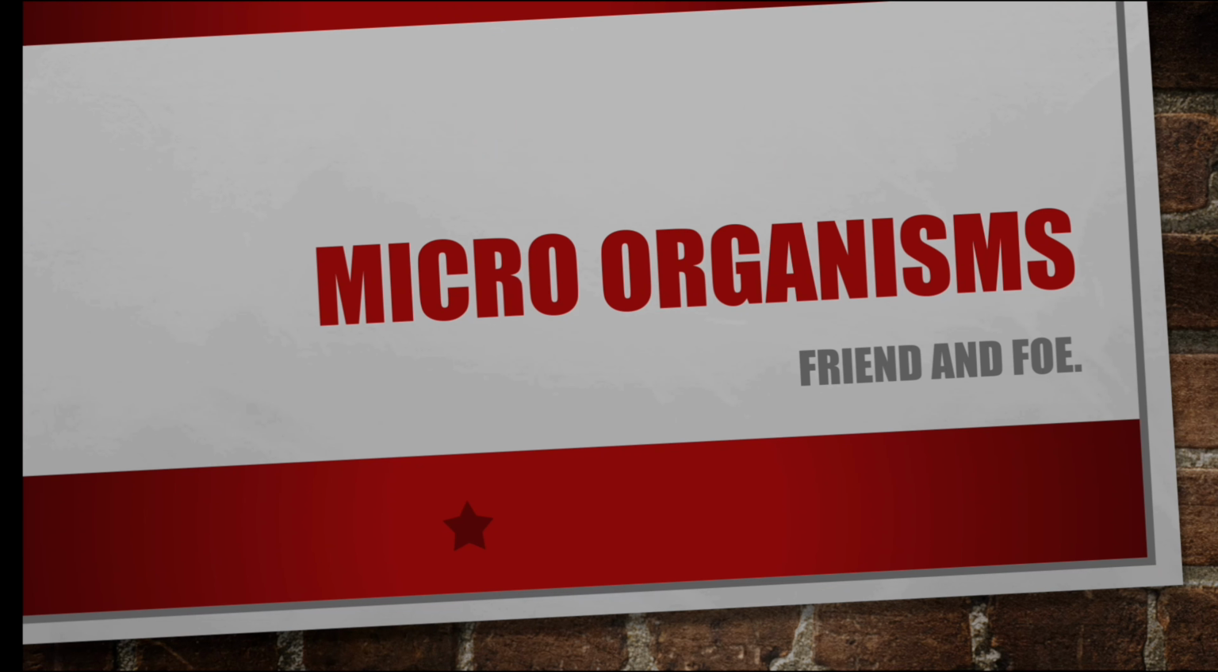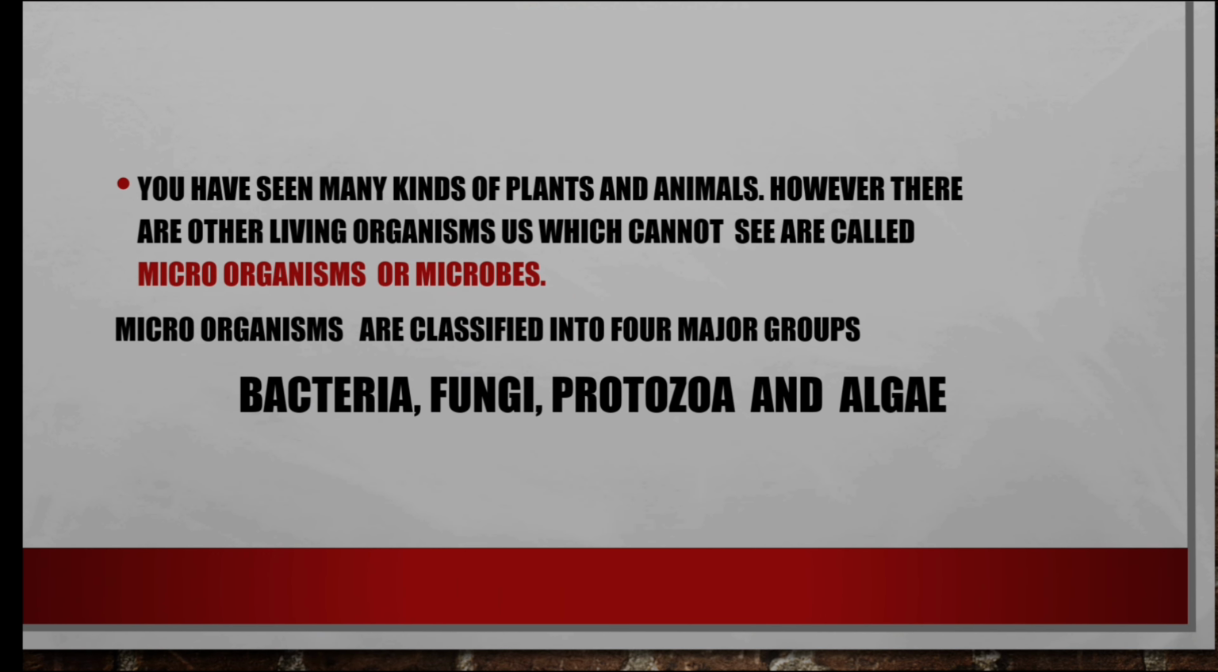Today we are going to discuss the chapter Microorganisms: Friend and Foe. Living organisms are of two kinds, plants and animals. Apart from these two, there are other kinds of organisms which we cannot see with the naked eye because they are too small and tiny. They are called microorganisms.